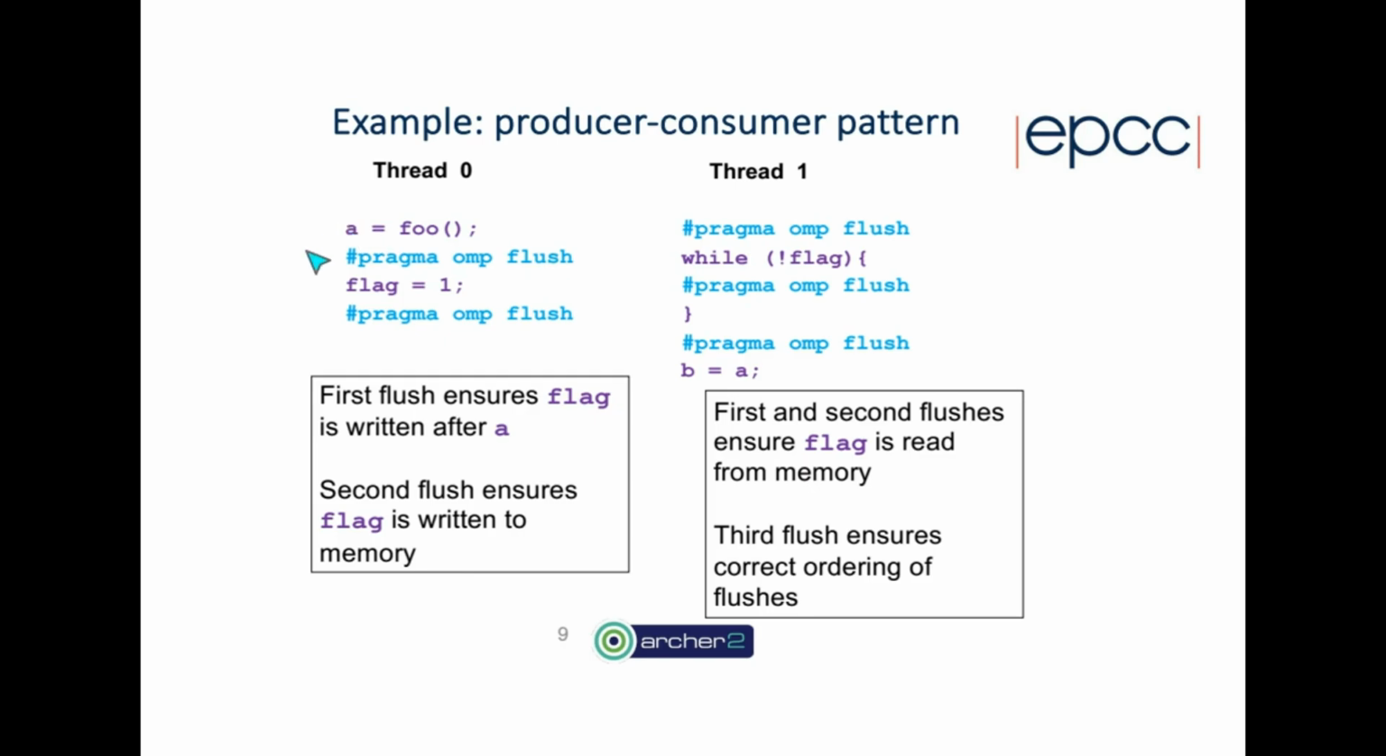Let's look at these individually. What are these different flushes trying to achieve? The first one on thread 0 ensures the correct ordering of the writes to A and flag. That makes sure that these 2 writes can't get reordered. The second one is to make sure that flag really gets written to memory, that it isn't just stored in a register indefinitely before it goes out of scope. So it's really to make sure that this write to memory actually happens.